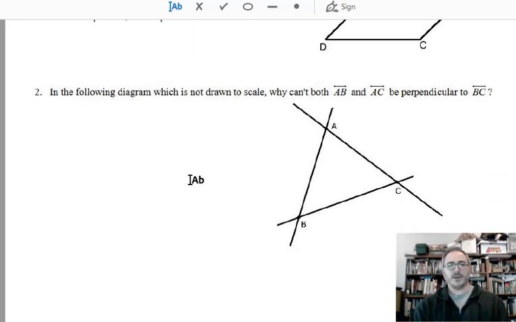All right. So in the following diagram, again, they're letting us know it's not drawn to scale, which means we can't use our protractor to measure here. We just have to use the description of words they're going to give us in order to make assumptions and inferences. So in the following diagram, which is not drawn to scale, why can't AB and AC be perpendicular to BC? I'm sorry, why can't AB and AC both be perpendicular to BC?